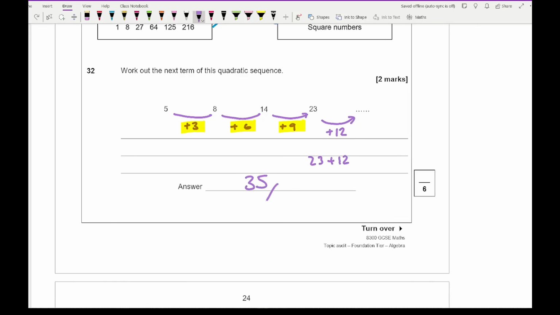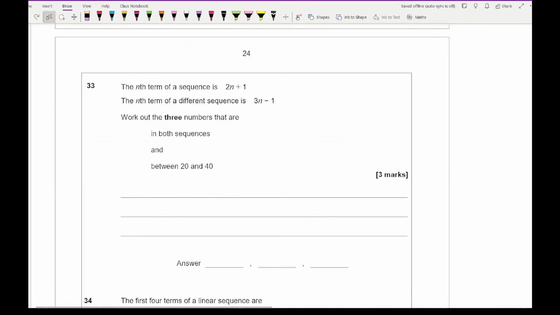So then moving on to question 33, it says the nth term of a sequence is 2n plus 1. The nth term of a different sequence is 3n minus 1. Work out 3 numbers that are in both sequences and between 20 and 40. So for this, what we need to do is first of all write down the terms that are in 2n plus 1. Again, starting with the numbers, the first number is going to be 3, and the difference is going to be plus 2.